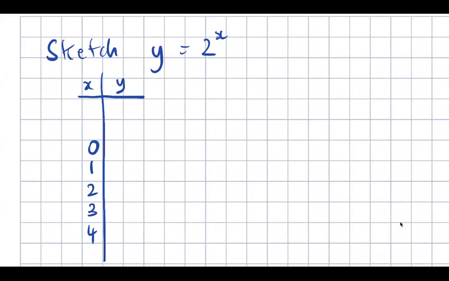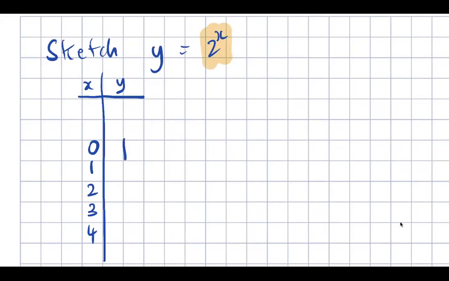And then we'll substitute those numbers into our equation y is equal to 2 to the power of x. Well, if x is 0, then what we're trying to work out here is actually 2 to the power of 0. Well, 2 to the power of 0 is equal to 1. In fact, anything to the power of 0 is 1. So we've got that there.